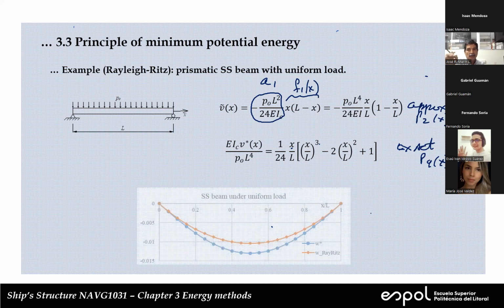So what I did in the class note is I plotted both. Okay, I plotted in this way. I plotted here EI sub C V of x divided by P0 L to the 4th. So this is a nondimensional solution, I'm sorry. And you see that it's a large difference.